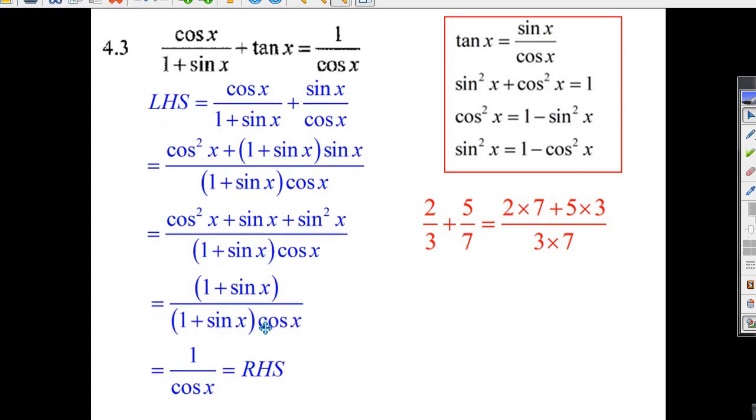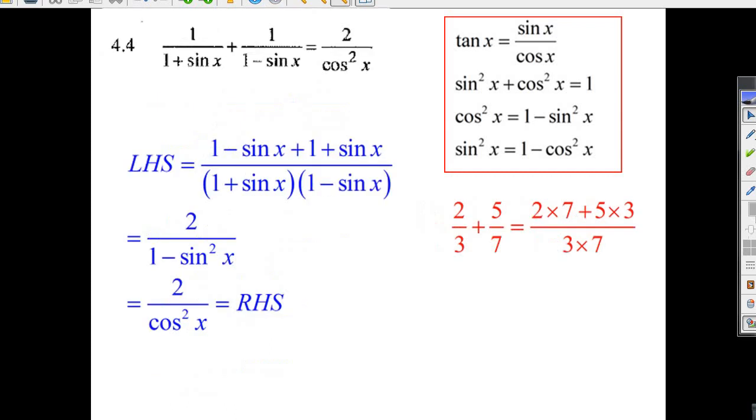And you can see that anything divided by itself is 1. It cancels. You get 1. And that's what we were trying to prove, and now it looks like the right-hand side. So we're just combining fractions, and that's what's making it work.